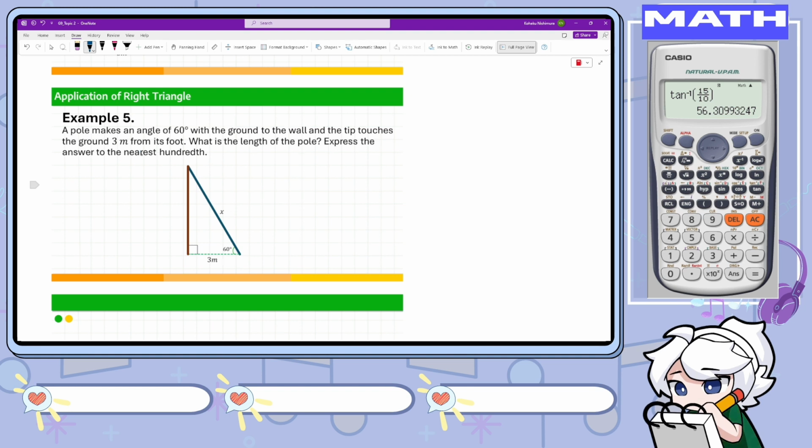So I think this is the last part. Upon making an angle of 60 degrees with the ground to the wall and the tip touches the ground 3 meters from its foot, what is the length of the pole? Express the answer to the nearest 100.